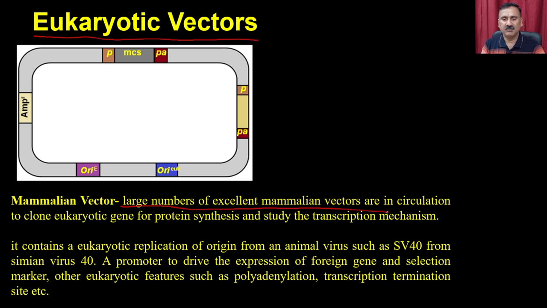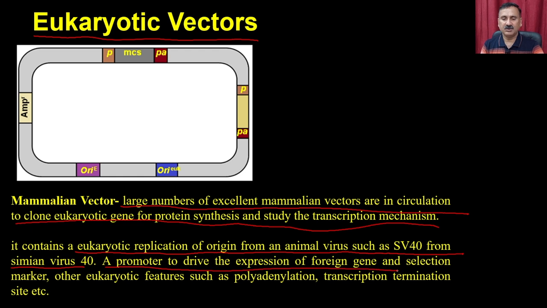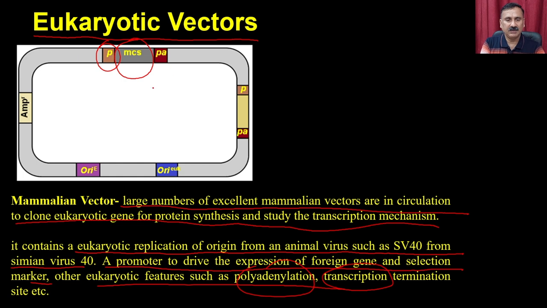So a large number of excellent mammalian vectors are in circulation to clone the eukaryotic gene for protein synthesis and to study the transcription mechanisms. It contains a eukaryotic origin of replication from an animal virus such as SV40 from a simian virus, a promoter to drive the expression of the foreign gene and the selection marker, and other eukaryotic features such as polyadenylation, transcription termination, etc. So this is the mammalian expression vector, where you have the multiple cloning site, you have the promoter, and you have the other features of the plasmids. You can also have the origin of replication for the eukaryotic system. You can also have the origin of replication for the bacterial system. Then you have the antibiotic resistance genes and so on.